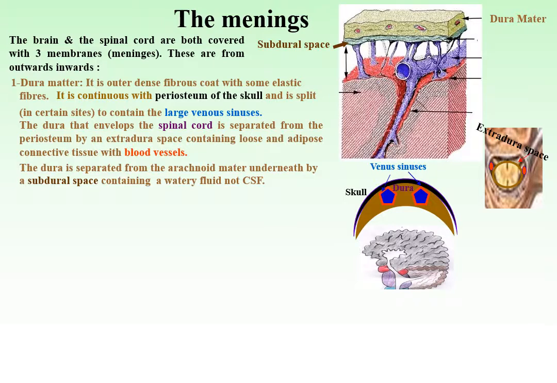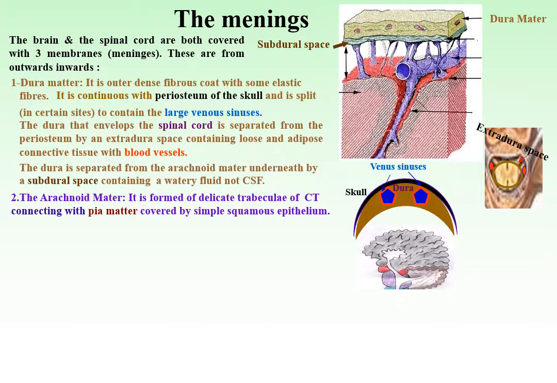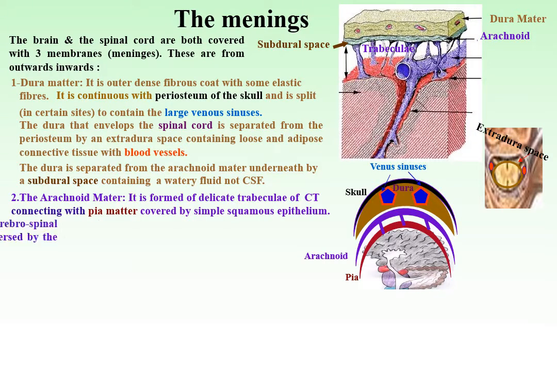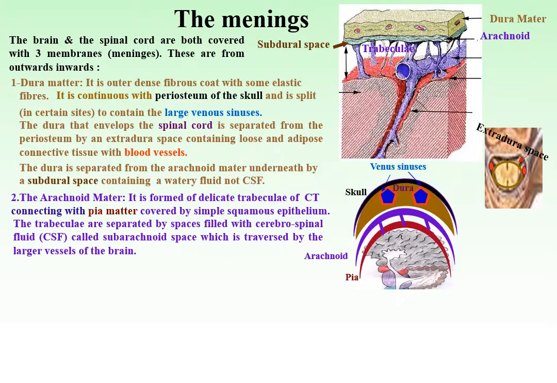The arachnoid mater is formed of delicate trabeculae of connective tissue connecting with the pia mater, covered by simple squamous epithelium. The trabeculae are separated by spaces filled with cerebrospinal fluid, CSF, called the subarachnoid space, which is traversed by the large vessels of the brain.